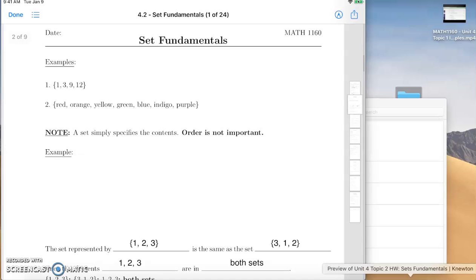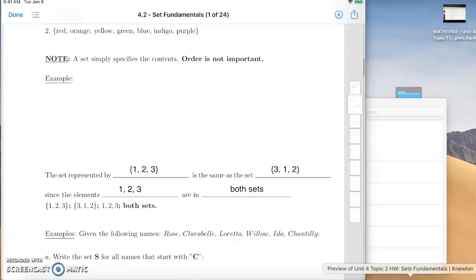So examples would be, for example, here we have 1, 3, 9, and 12. You see the squiggly brackets. That means that's the set containing the numbers 1, 3, 9, and 12. Example 2, we have red, orange, yellow, green, blue, indigo, purple. Again, that's the set containing those colors, those words. Notice, though, that there's no repeating numbers or words.